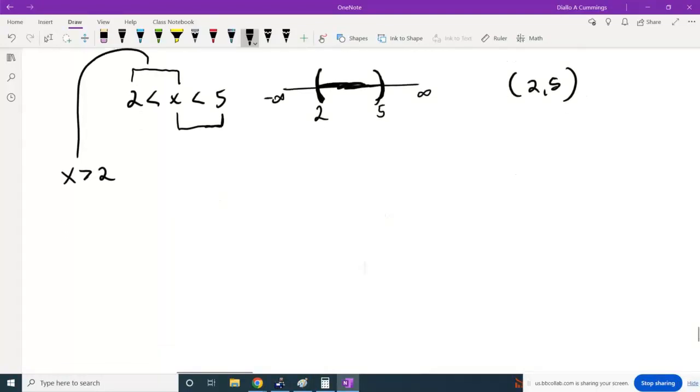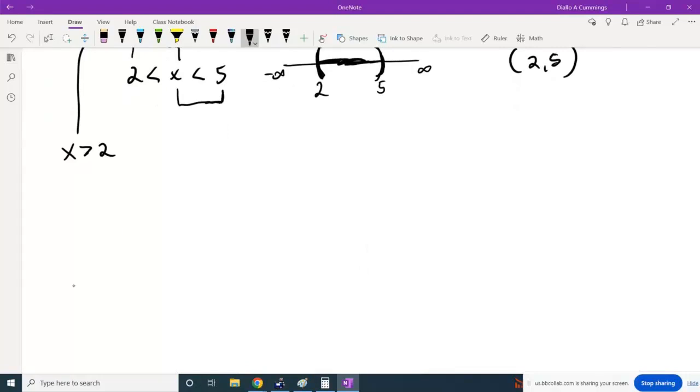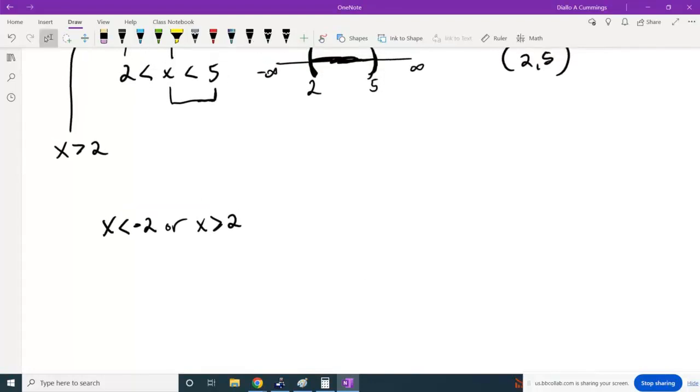Then the last example is, sometimes you're going to see inequalities that look like this. So this is also a compound inequality, but this is what's called a disjoint, which means that when you graph this inequality, you're going to have two separate inequalities. They're going to be separate or disjointed from each other.